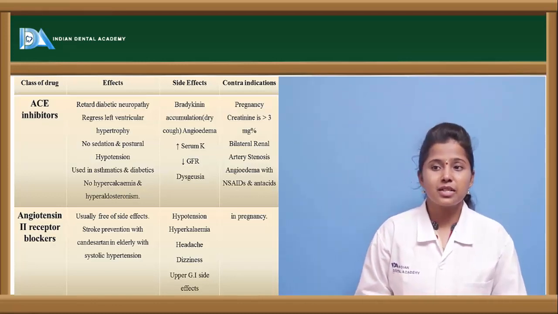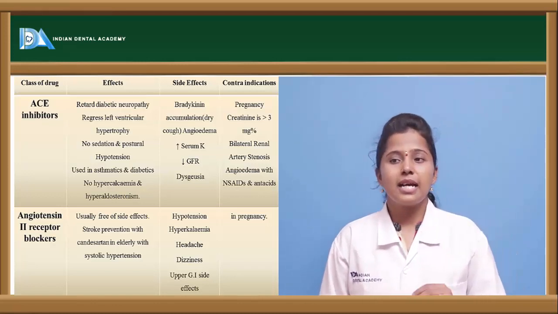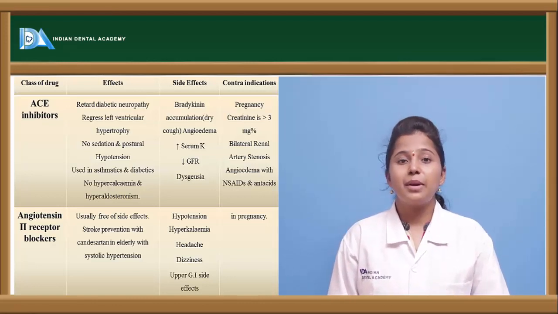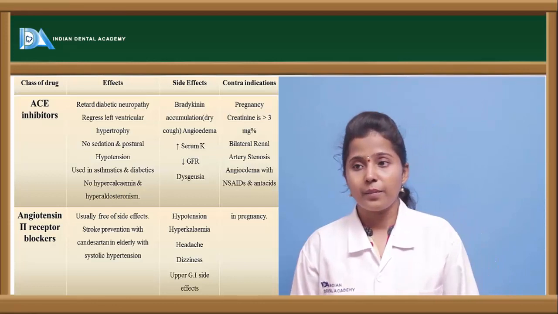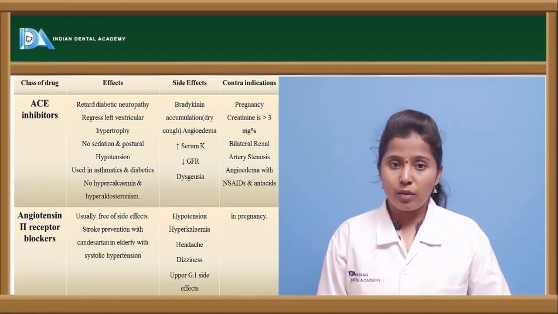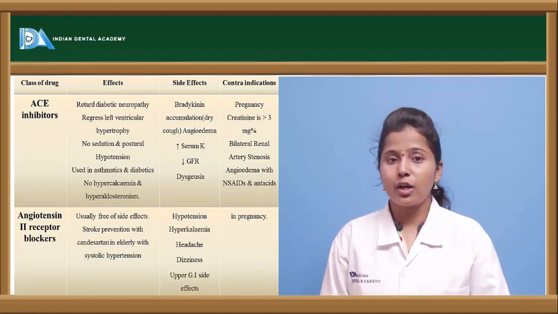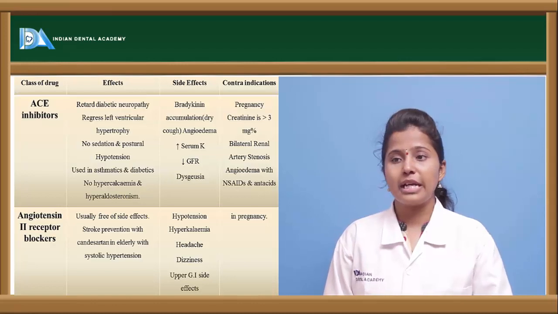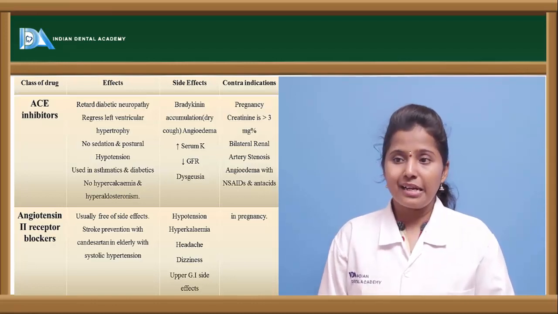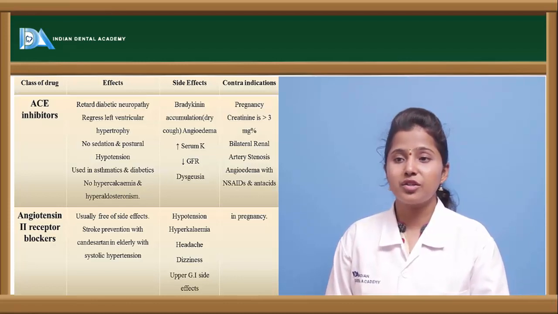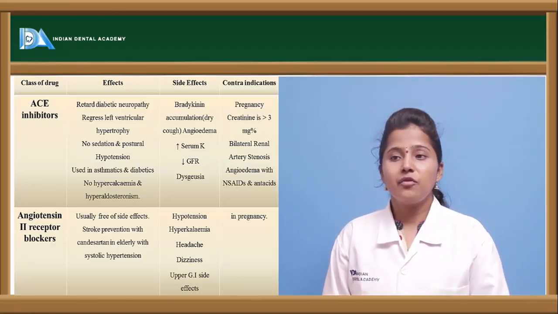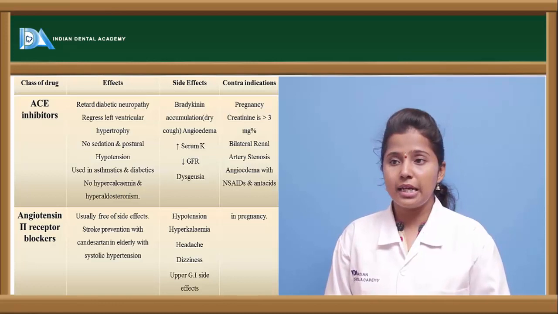And let us see the side effects of these ACE inhibitors. ACE inhibitors cause bradykinin accumulation, which, when it is released in excess amount in the body, produces dry cough. So bradykinin accumulation will take place in the blood, and increase serum potassium and decrease glomerular filtration rate. These are a few of the side effects of ACE inhibitors.